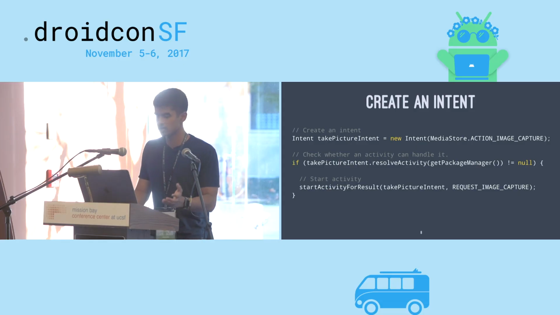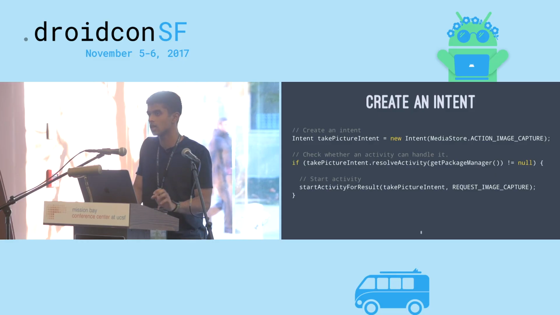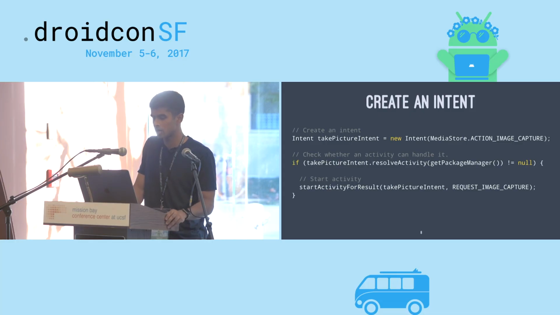So to start, to create an intent, it's like any other thing, like share intent. You just do MediaStore.ACTION_IMAGE_CAPTURE. And then before you start the activity, make sure you check if there's an app that can handle the intent. A lot of times people don't check this and it will lead to a crash. So you want to make sure that the user has some app that handles the intent for you.